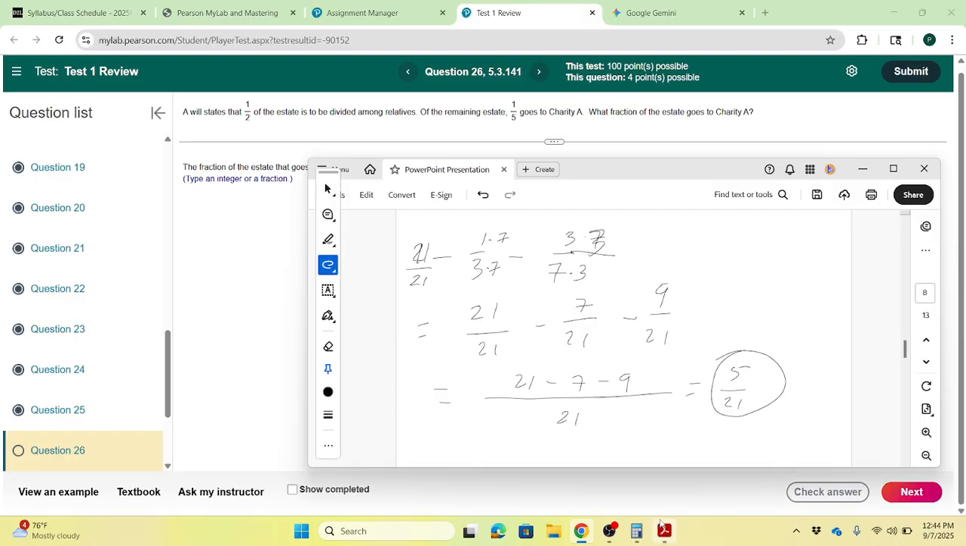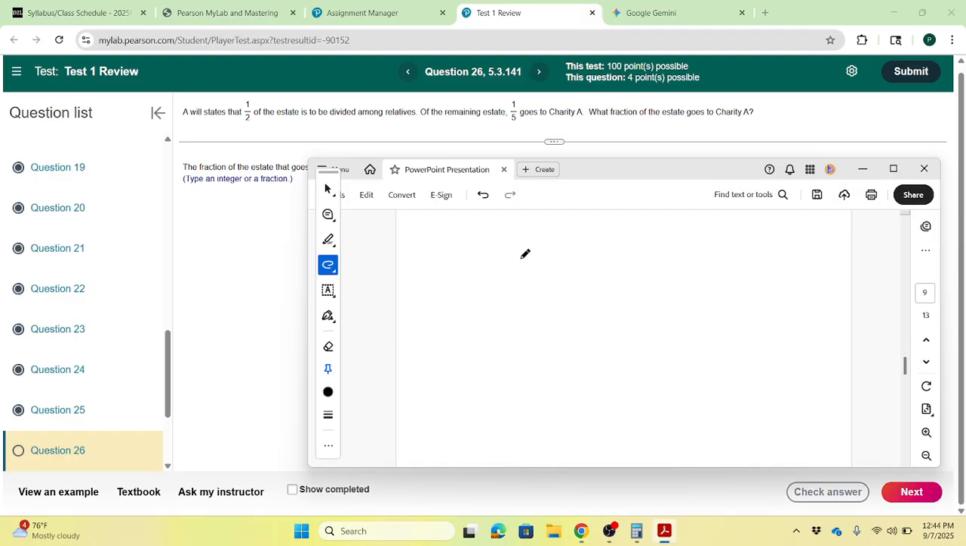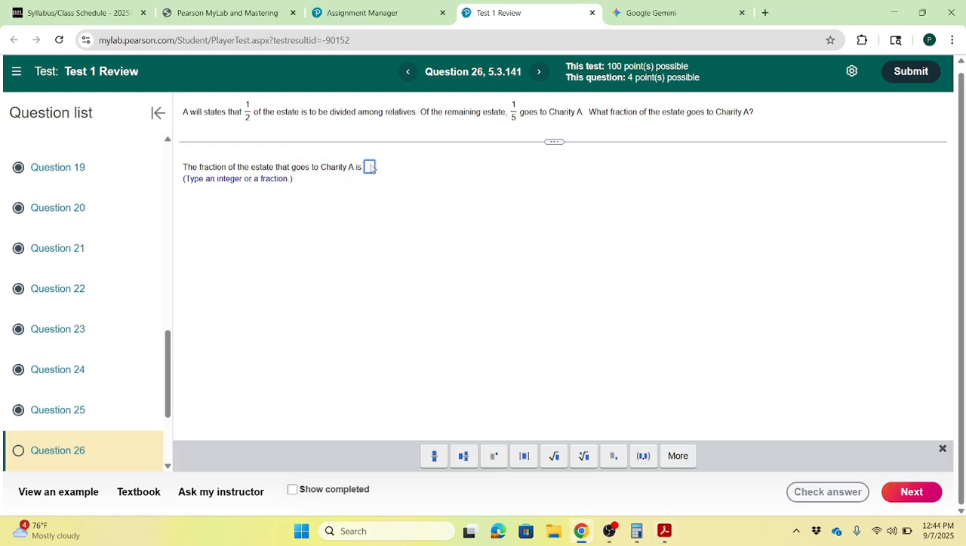You are just multiplying half and 1/5. What is the 1/5 of the half? It's 1/5 of half of the remaining, which is 1/10. So what fraction of the estate goes to charity? It's 1/10, because 1/5 of the half is 1/10.